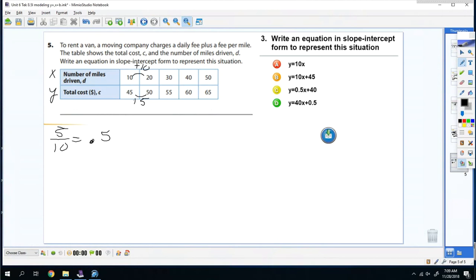Then you need to find your y-intercept. So I go down 10, make that 0. I go down 5 and make that 40. So my B would be 40. So my equation would be y is equal to 0.5x plus 40.